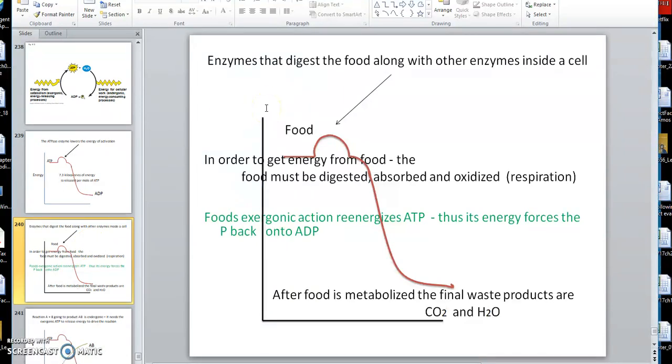So here's kind of a little schematic I tried to do, if you can understand it. Here's food. Food has energy in it. Food is the way we get our energy. Food's exergonic. But in order to overcome the hump, we must digest the food. We must move the energy. Now, what's doing it? Our digestive enzymes. Our digestive enzymes are coming in and metabolizing the food to release the energy. So then the food loses its energy.